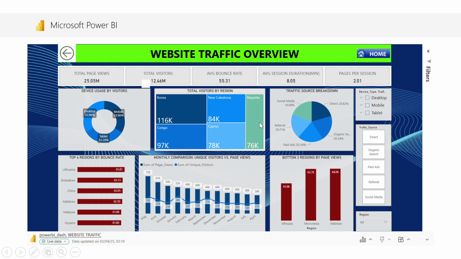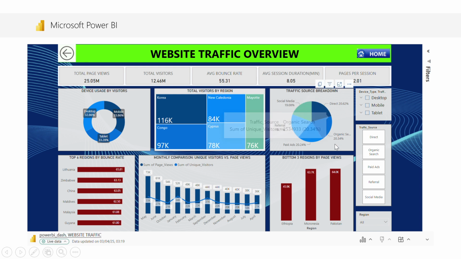Okay, and total visitors per region. These courses are provided internationally. It's an internationally recognized organization, so they have visitors by region. Korea was seen as the highest region, with the most unique visitors. Then we have New Caledonia, followed by Congo and Cyprus. These were the top five, total visitors by region. And then we have the traffic source breakdown: social media and organic search.